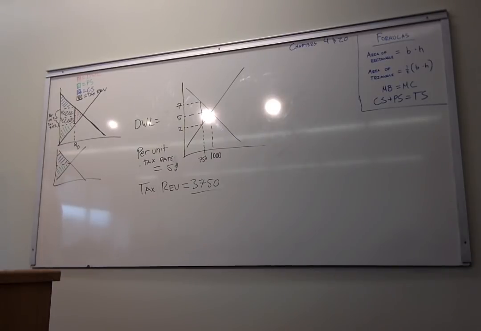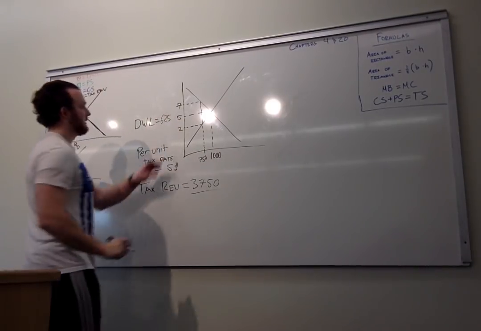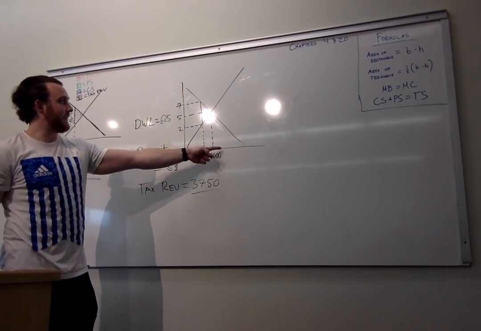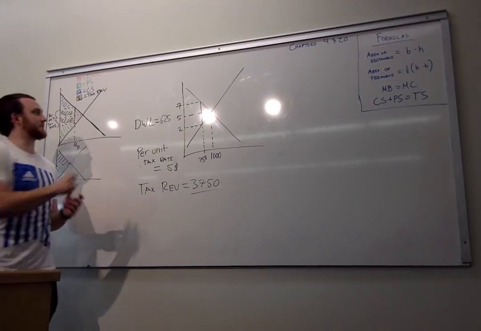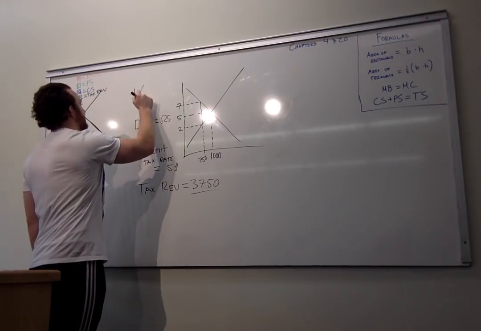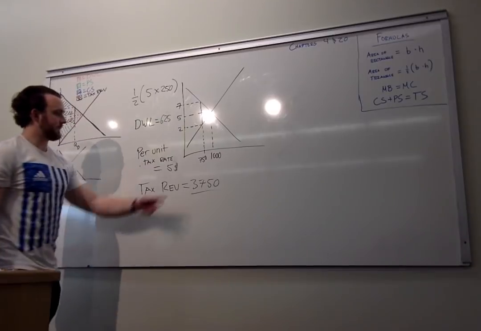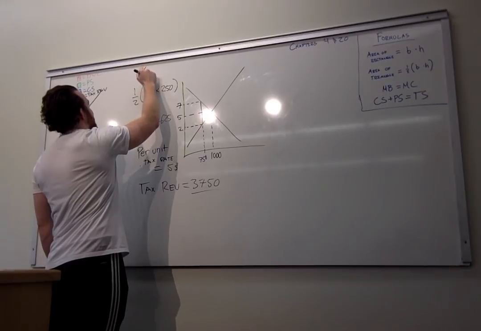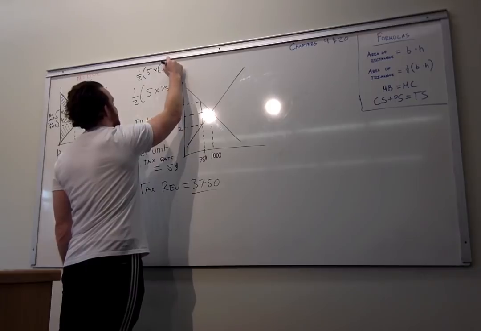What'd you guys get? 625. 625. How'd you do it? Base is 5. Height's 250, right? And then what's the formula? One half base times height. So then it's just 1/2 times 5 times 250. Or if you need that extra step, go 1/2 times 5 times 250, which gives 625.